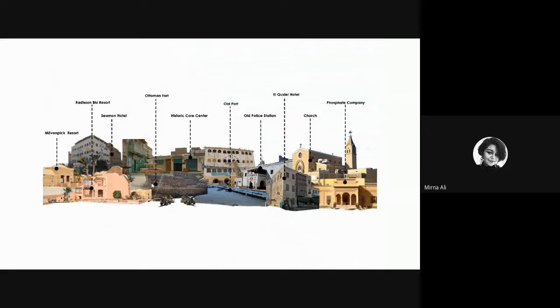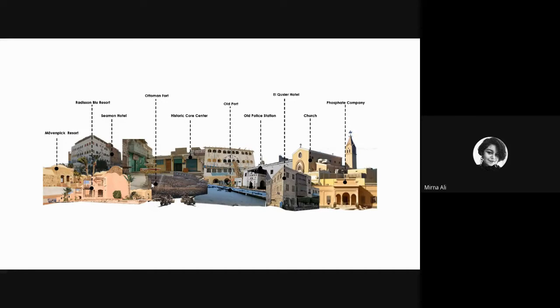Along that, from the quarantine to the historic core, we have a narrative between different assets, starting with the Movenpick Resort and the Radisson Blue. One of the interesting things is that we have the Sea Moon, a hotel facing the desert side of the city.